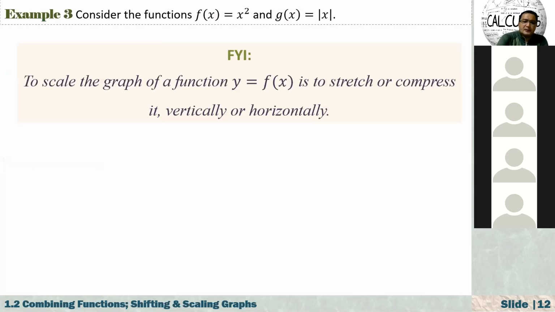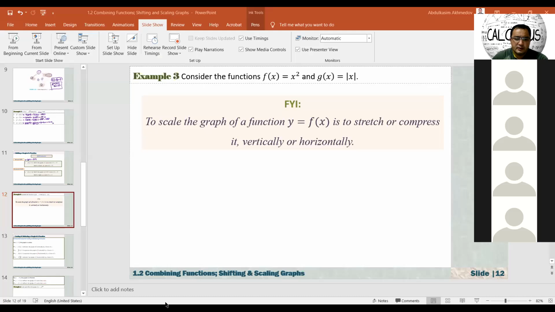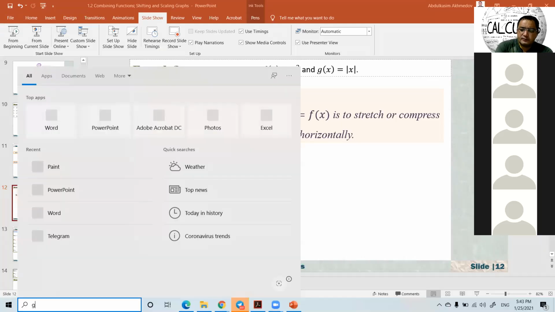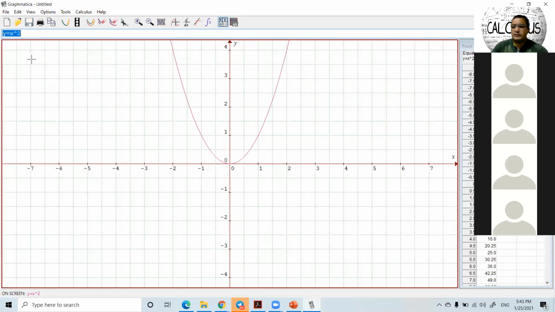So for example, all right, consider the functions f of x equals x squared and g of x equals absolute value of x. Guys, I will just show them using Graphmatica. I will share my screen first. Okay, and here we have Graphmatica. All right, we are talking about two different functions. y is equal to x squared.